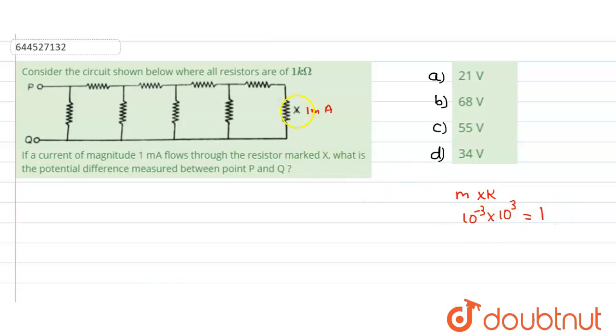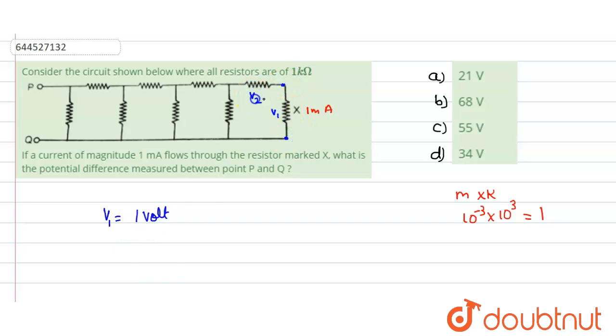Now, what would be the potential difference here? If we mark this as V1, then V1 would be equal to I into R. The I value is 1 milliampere and the resistance is 1 kilo ohm, so multiplying 1 with 1 gives 1 volt. So the potential difference across these ends, this is our V1, is 1 volt.